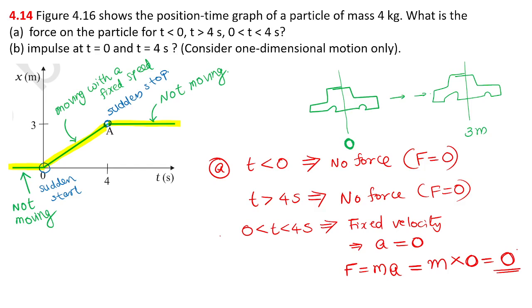So between 0 and 4, not exactly at 0, the car is moving with a uniform speed. Acceleration is not there, force is not there. But exactly at 0 and exactly at time 4 seconds, there is a huge force applied for a small duration of time. That is said to be impulse. That part I will discuss in the next class.